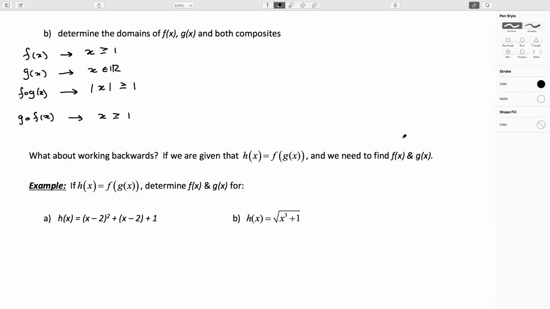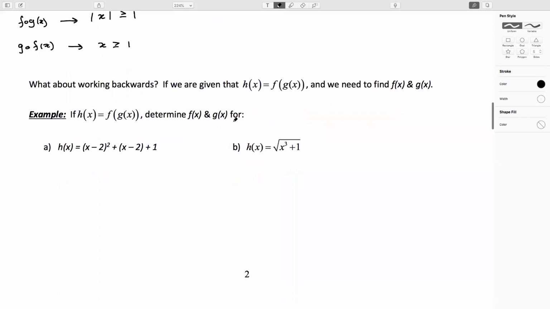What about working backwards? If we're given that h of x is f of g of x, and we need to find f of x and g of x, this time we have to go from the full version, the composed function, back to the originals. So let's try a question. h of x equals (x minus 2) squared plus x minus 2 plus 1.